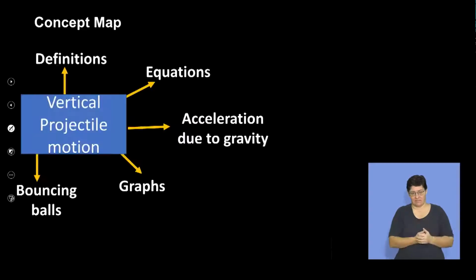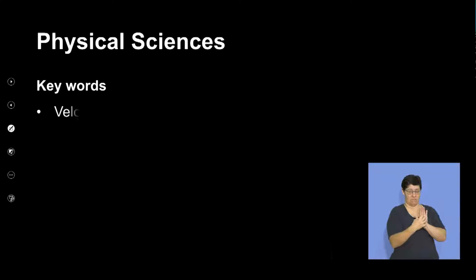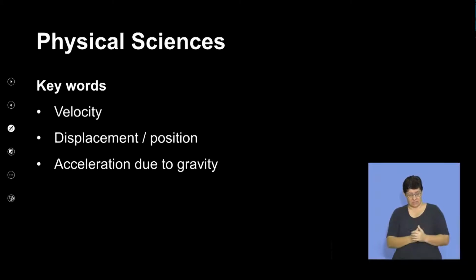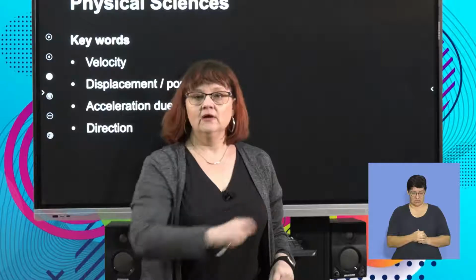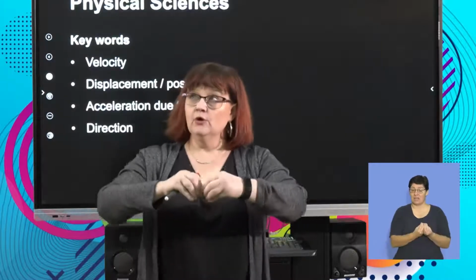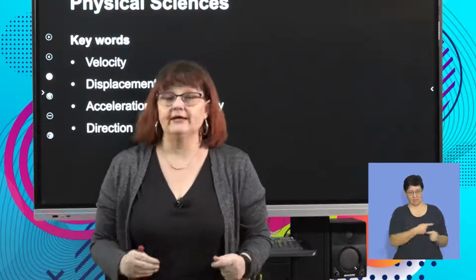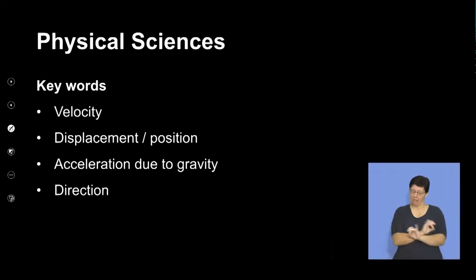okay? So, we've looked at, through the series so far, definitions, equations, acceleration. Today we're going to look at graphs. So our keywords are velocity, which hopefully we know what that is, displacement and position. We're going to look at acceleration due to gravity, and then of course direction. Direction, direction. If there's something that's going to make you make a mistake, it's going to be direction. So we've got to be very clear on our directions, okay, because we're dealing with vectors.